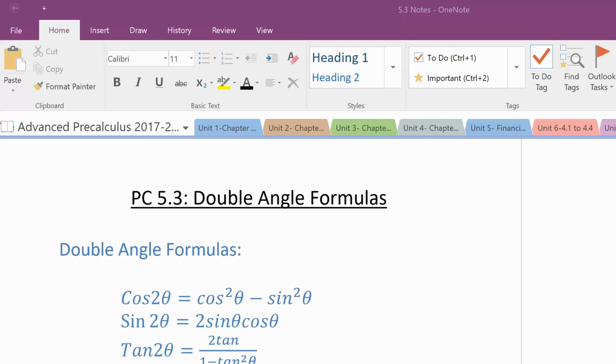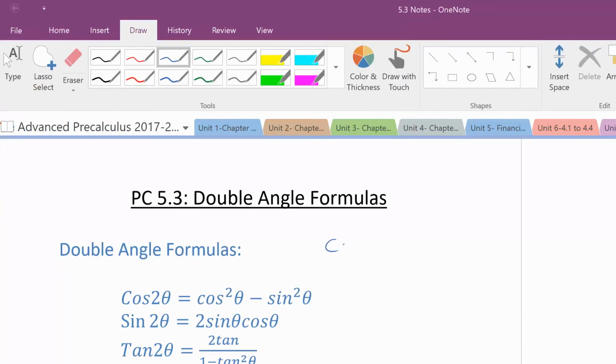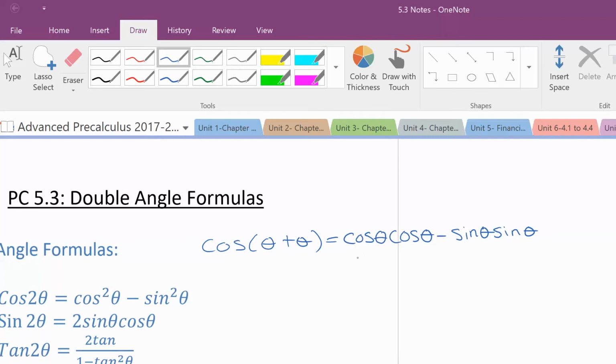Welcome to tonight's video on the double angle formulas, section 5.3. Remember, the double angle formulas are found from taking the fact that 2 theta is the same as just saying theta plus theta. So remember from last section, the sum and difference formula is cosine x, cosine y, in this case they're both theta, minus sine x, sine y. And now you have cosine squared minus sine squared.